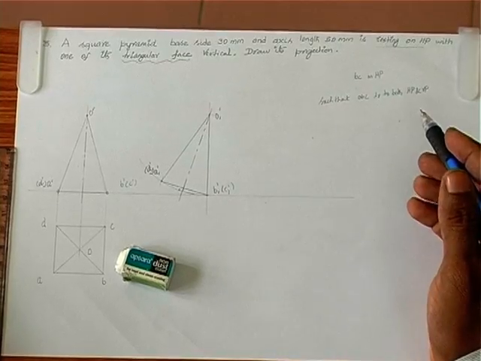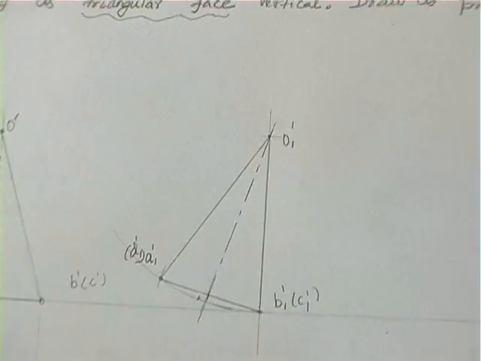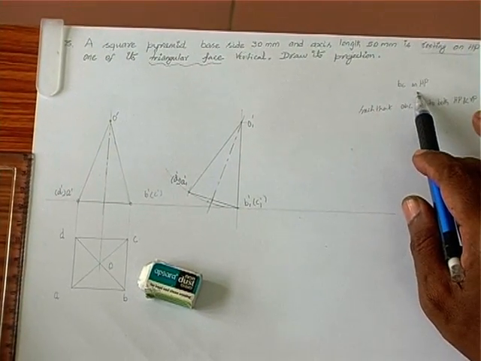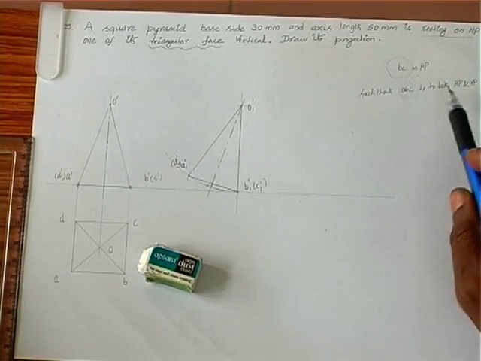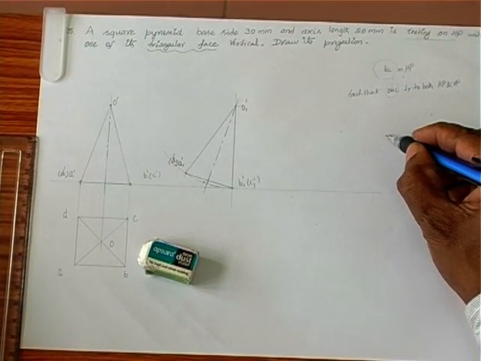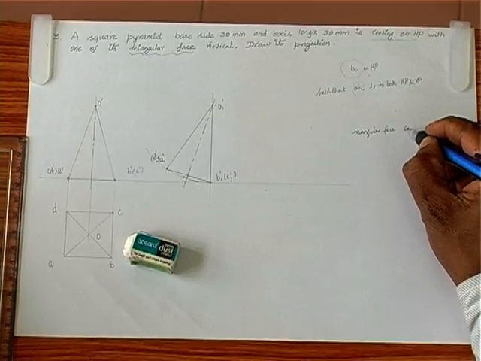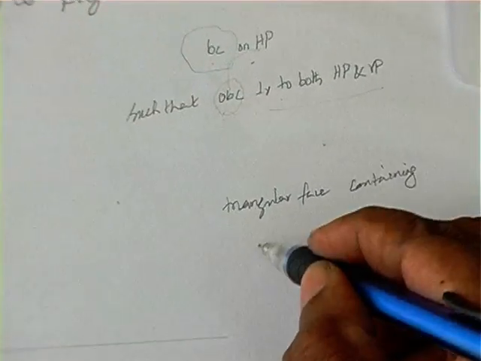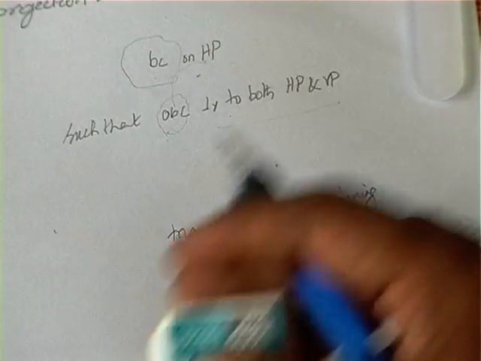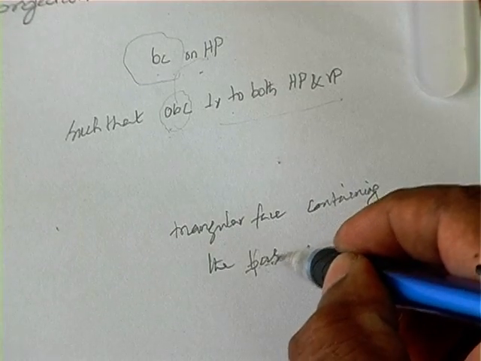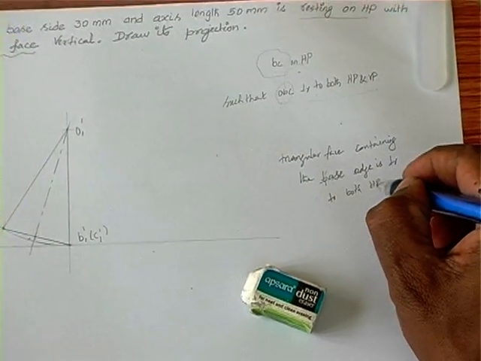So therefore we can rewrite the problem as: square pyramid, base side 30 mm, axis length 50 mm, is resting on HP with one of its base sides such that the triangular face OBC containing the base edge BC is perpendicular to both HP and VP.